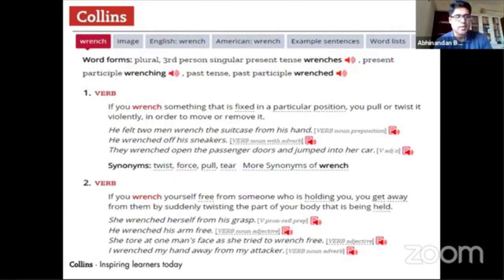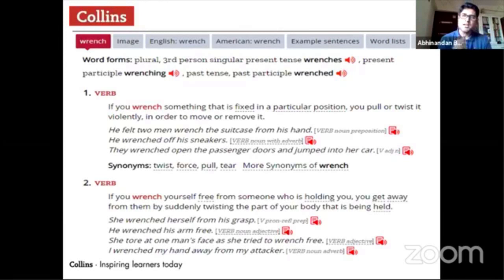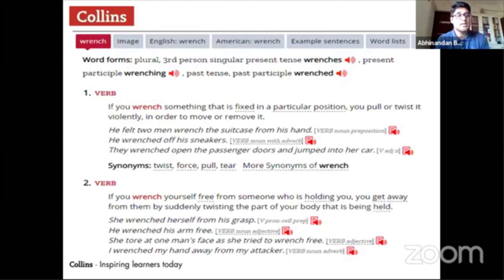So what does wrench mean? If you wrench something that is fixed in a particular position, you pull or twist it violently. Look at the adverb, violently. So that means a lot of violence and aggression is used over here. There's a lot of tearing, pulling and pushing happening over here. So wrenching again suggests this, and we have examples that provide a lot of clarity as well.